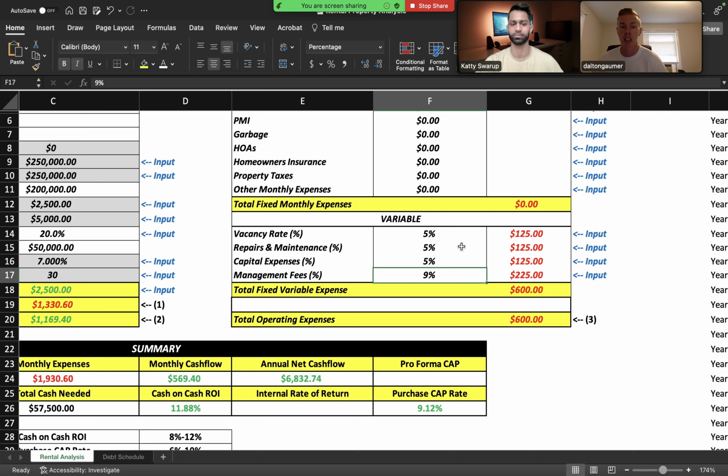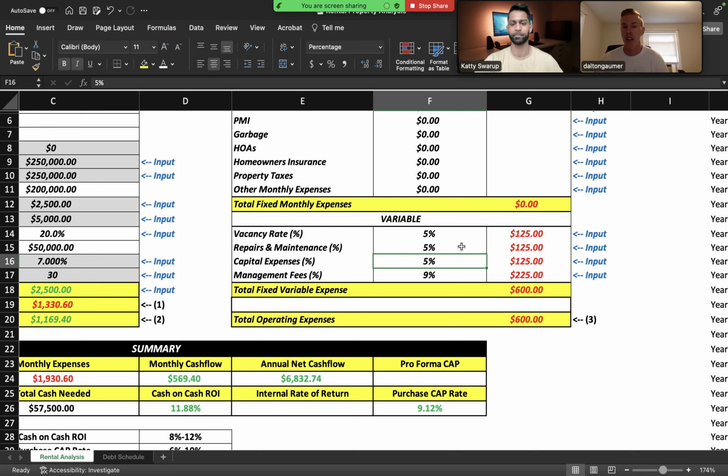Capital expenses, we did 5%. Most people do 10%. And the reason we did CapEx at 5% is because we are looking right now at the condo route, and the condo association covers a lot of the big expenses. So we really don't need to be holding 10% into that fee every month. Those are the big ticket items, so that's why we have 5%.